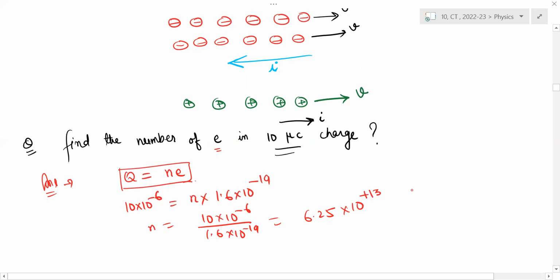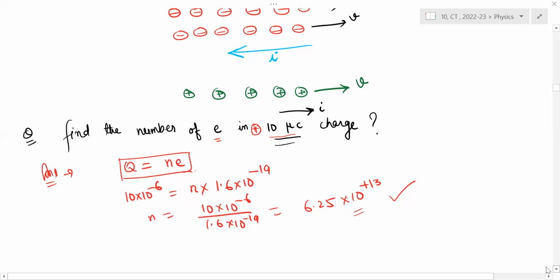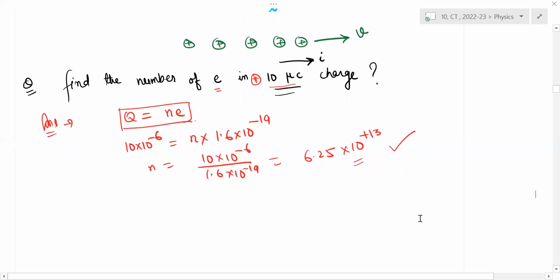So if I say positive charge, this many electrons would have been removed or added? Removed. Very good. This many electrons would have been removed. Please understand, 10 microcoulomb is a very small charge, but still the number of electrons would be in trillions.